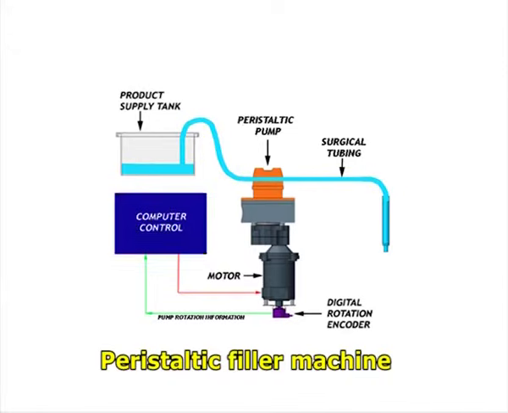The filler's master computer independently tracks the number of rotations of the peristaltic pump head so that it knows precisely how much product has been delivered. When the target fill volume is reached, the pump stops and the remaining product fluid does not drop out due to pipette action. The computer stores all fill parameters in memory for fast changeovers.